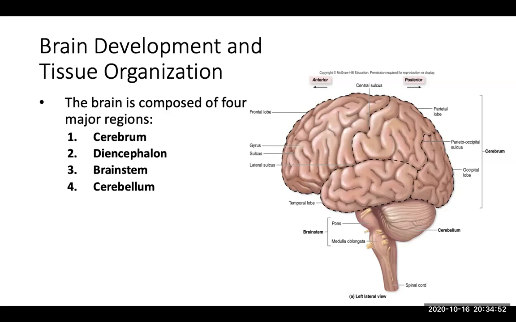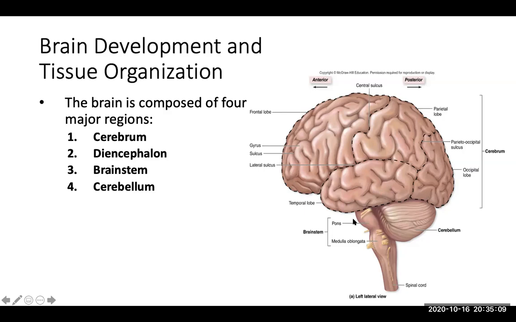The brain is composed of four major regions, and I'm hoping eventually you'll learn a lot about these anatomical features in lab as well. The cerebrum is this area. It's made up of all of the folds of brain tissue called gyri.